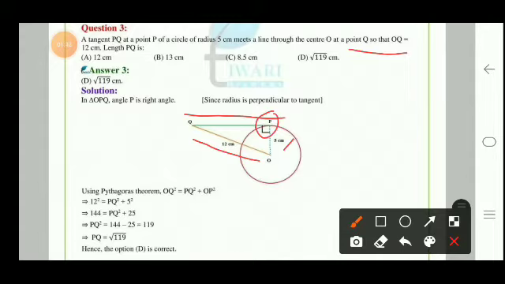So now this is a right angle triangle. Using the Pythagoras theorem, we have OQ square is equal to PQ square plus OP square. Putting the values, 12 square is equal to PQ square plus 5 square. So the result is PQ equals root 119, or square root 119, is the answer. So D is the correct option.